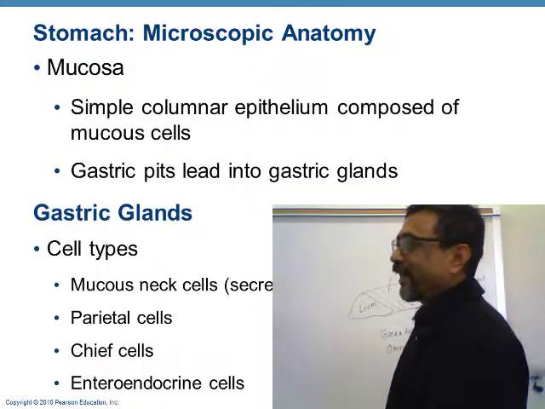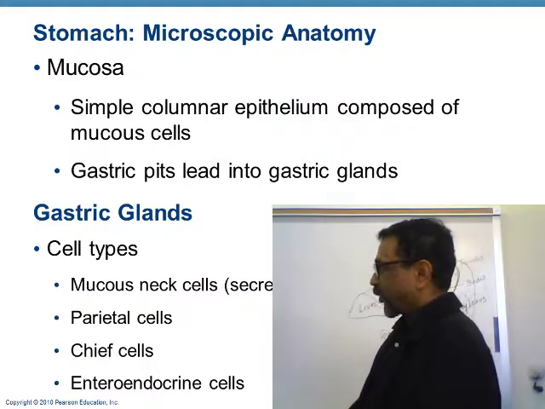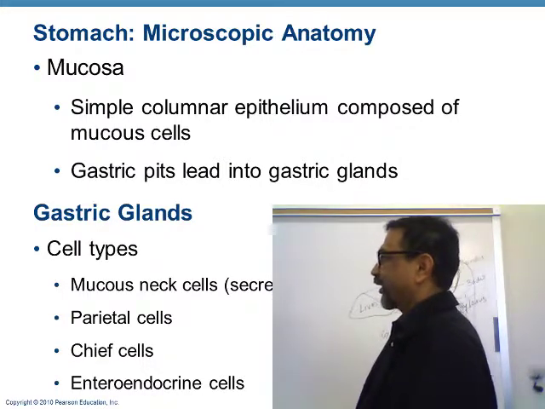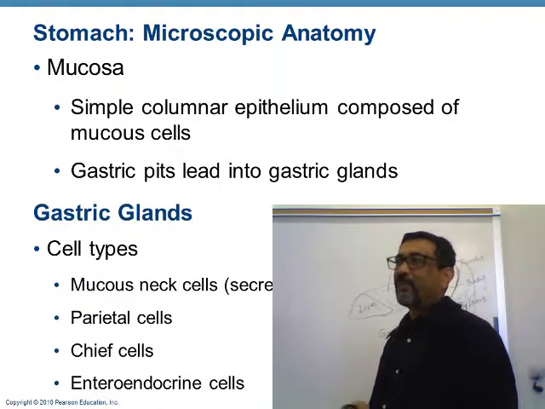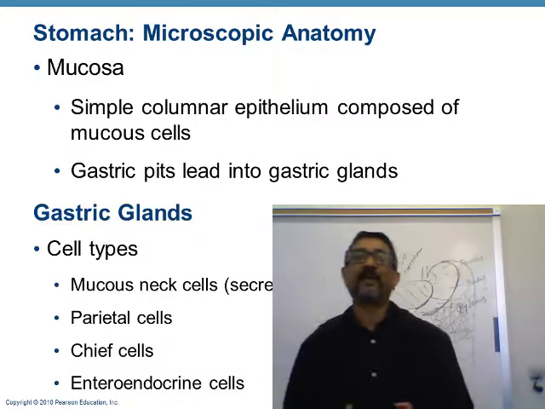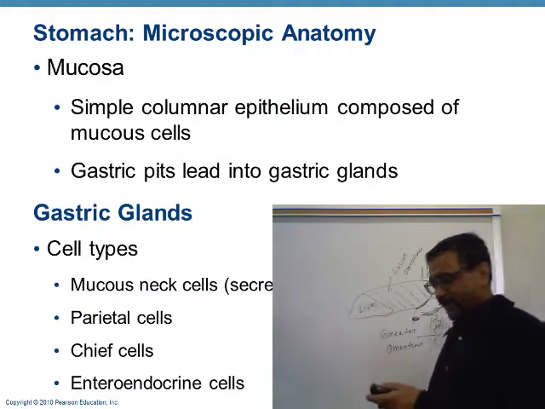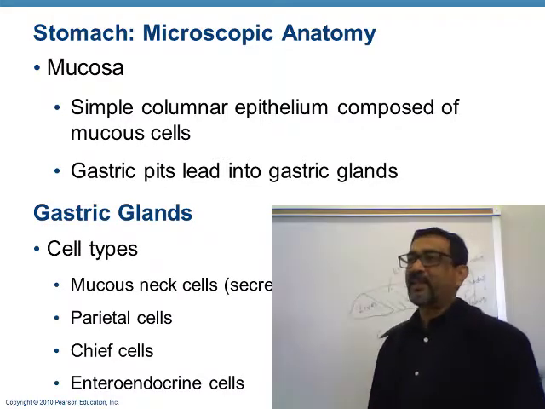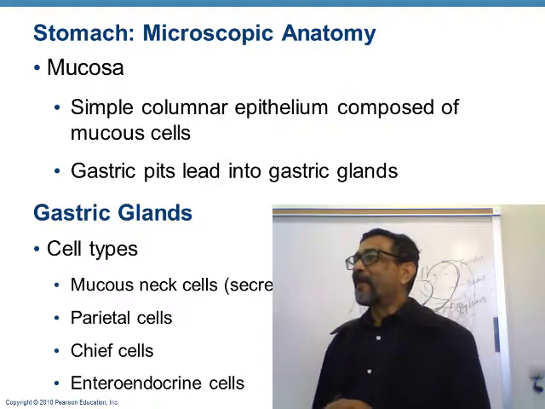Different types of cells are mucous neck cells. These cells are the most common cells and they secrete thin acidic mucus. So mucus secretion is the function of neck cells. That's why they are called mucous neck cells. And mucus is a very important secretion. Why is mucus very important? Anybody?